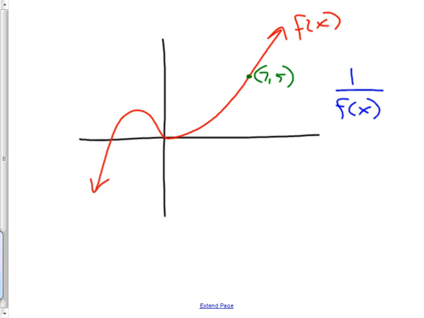Who knows what the new point that correlates with the green one that I did? Who knows what that new point is? Only one person, seriously? 3 people, 4 people think they know. What do you think it is?